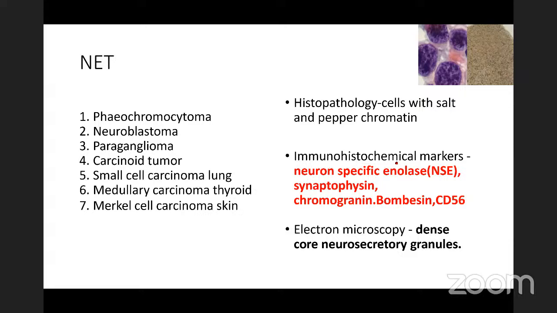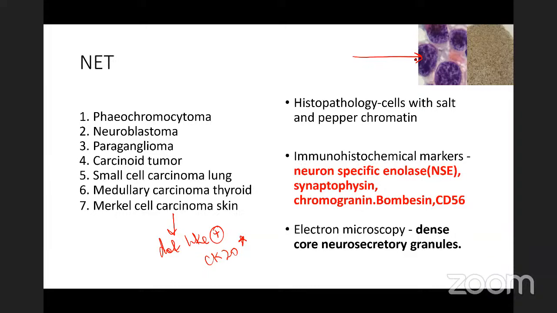So please remember, Merkel cell carcinoma of skin is a neuroendocrine tumor which shows you dot-like positivity of CK20. This is another important question that they can ask you. Normally CK20 is positive only in colon cancers, but dot-like positivity of CK20 is very typical of Merkel cell carcinoma of skin, and it is a typical tumor of elderly, like a 70-year-old male presenting with a lesion in the skin. Any neuroendocrine tumor will show you this kind of chromatin, that is, somewhere it is light, somewhere it is dark. This is what is called salt and pepper chromatin.